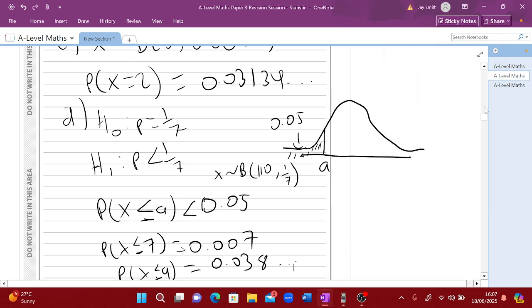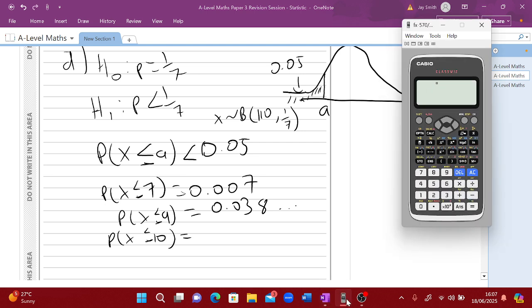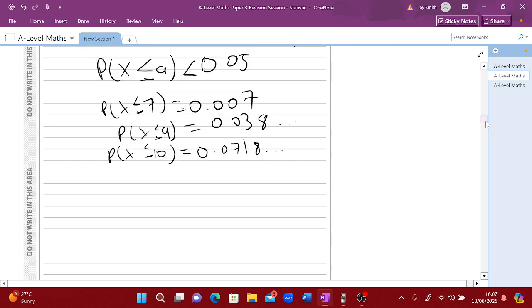And then when it was 10, that's going to be 0.0718. So clearly, between 9 and 10, we've exceeded the significance level. So we've gone above 0.05. So the last value which gives the area, or the probability, of 0.05 or below, clearly A is going to be 9.